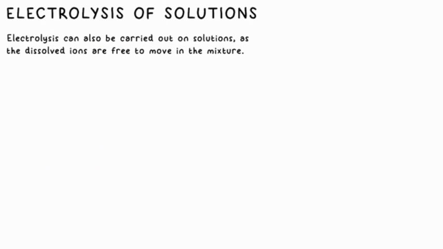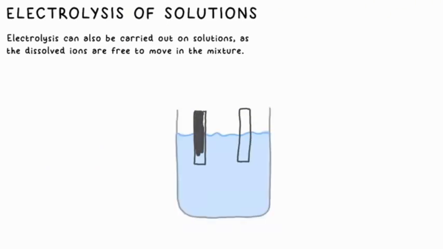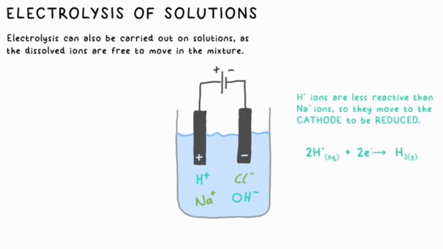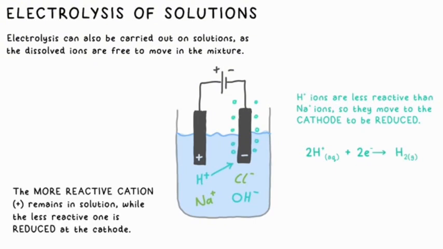We can also do electrolysis with ionic substances in solution, say sodium chloride solution. We know that the solution is a mixture of Na+, Cl-, H+, and OH- ions, as they're all partially dissociated. But what will be attracted to and reduced at the cathode, the Na+ or the H+? Well, it comes back to reactivity. The more reactive ion stays in solution, while the less reactive one moves to the electrode. That's the H+ in this case. That's why hydrogen gas is made at the cathode here.